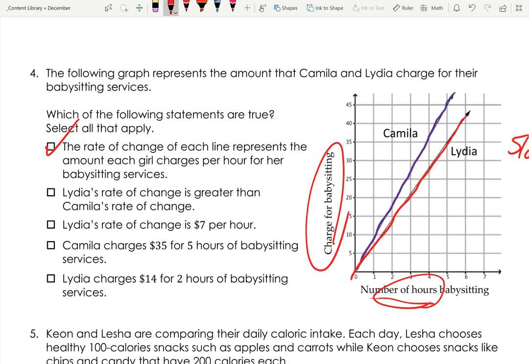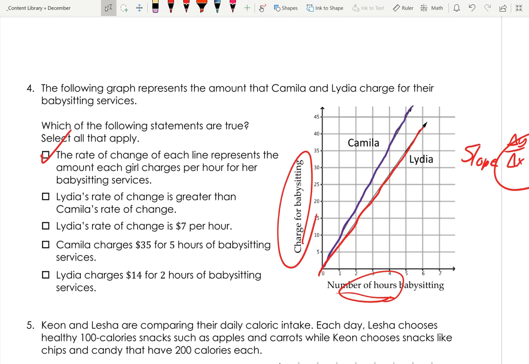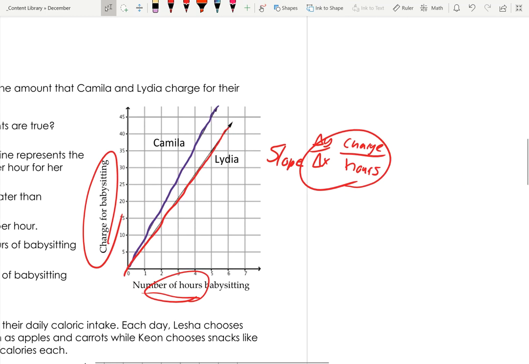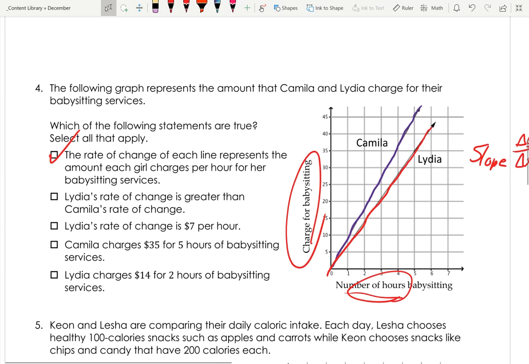Lydia's rate of change is greater than Camilla's rate of change. So to have a higher rate of change, right, to have a higher slope, essentially, you would have to have more charge over a period of hours. So whoever charges more per hour has the higher rate of change, essentially. So based on our line, who do we think is charging more per hour? The answer should be Camilla.